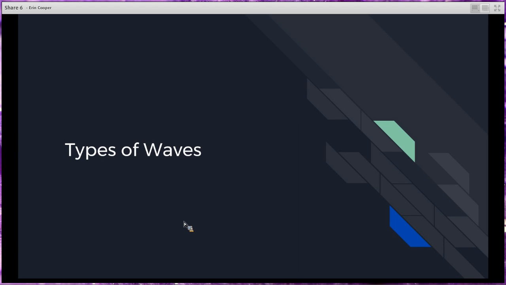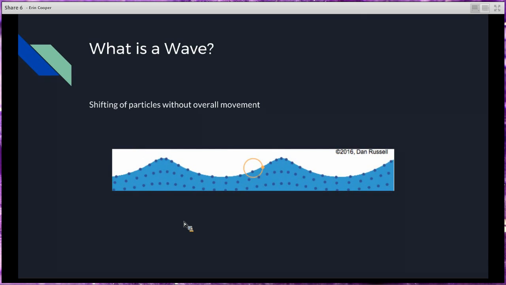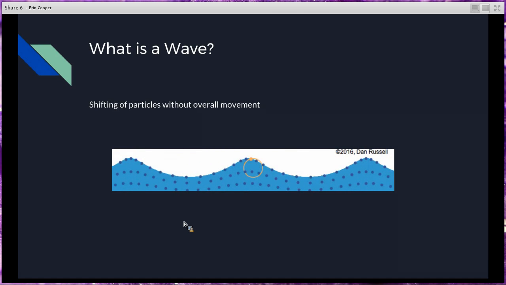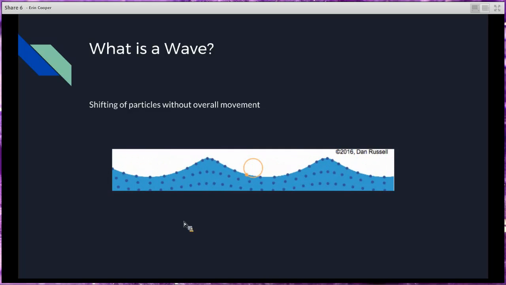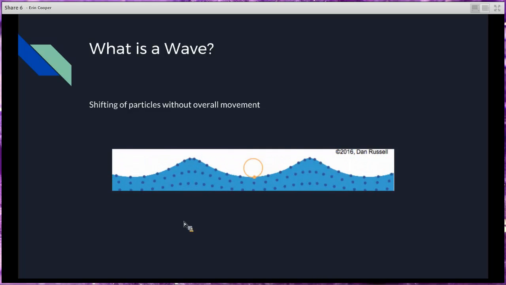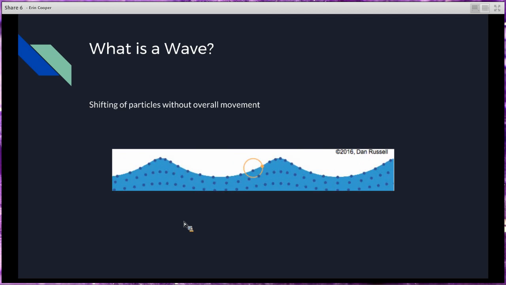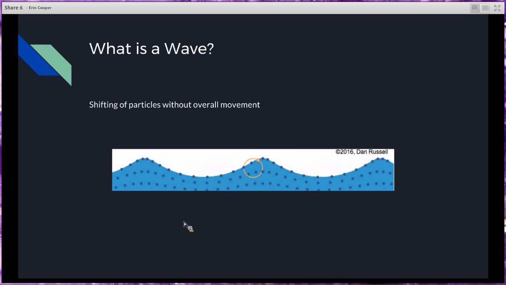There are three main types of waves. I'm only going to talk about two, because the third one gets a little complicated when you get into electromagnetic waves. So we're going to stick with transverse waves and longitudinal waves. Before we get into that, we need to define a wave. So what is a wave? A wave is simply the shifting of particles without overall movement.